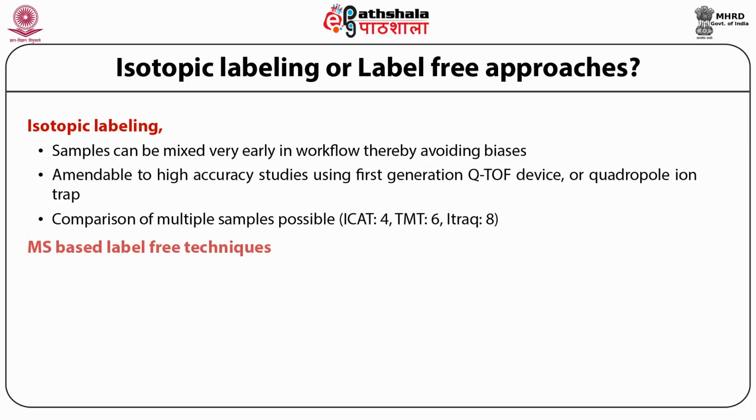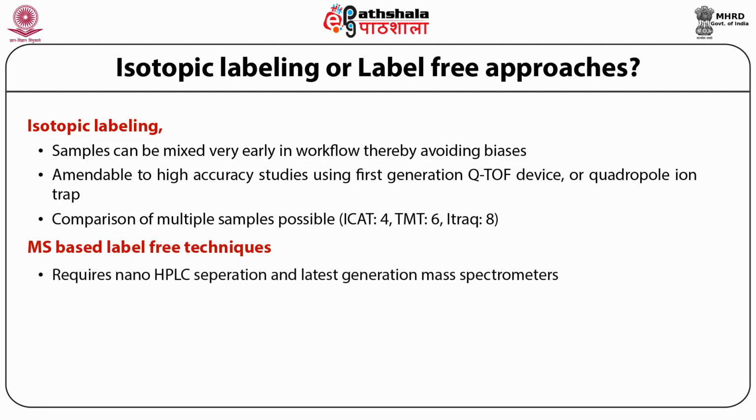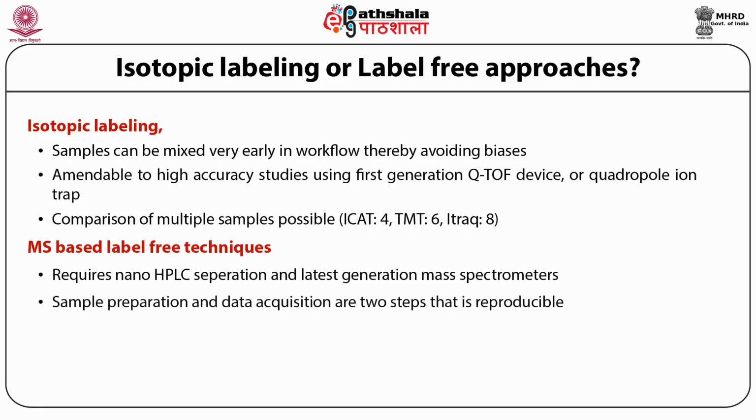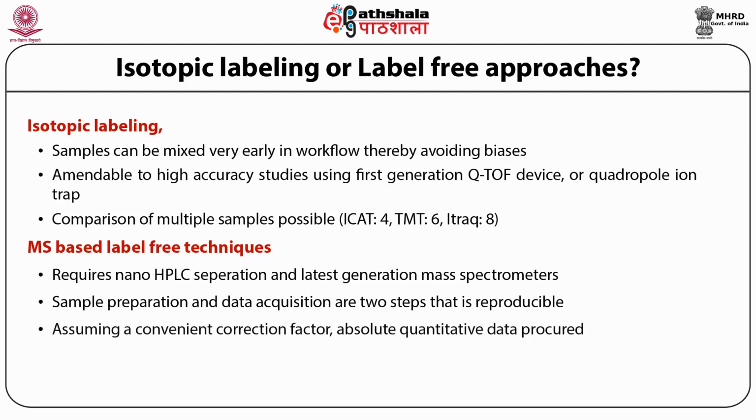Next, we come to MS-based label-free technologies. This requires nano HPLC separation and latest generation mass spectrometers. Sample preparation and data acquisition are two steps that are reproducible. Assuming a convenient correction factor, absolute quantitative data can be procured.